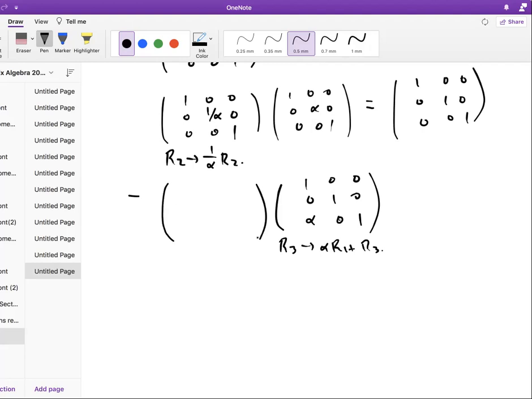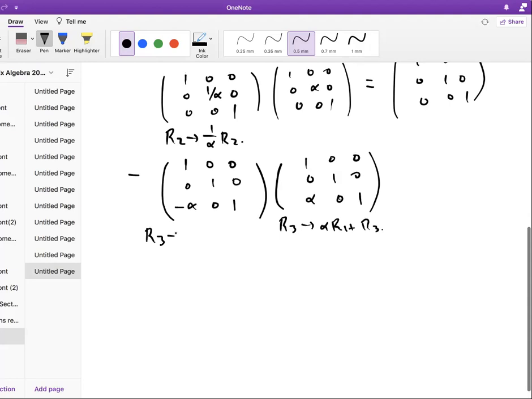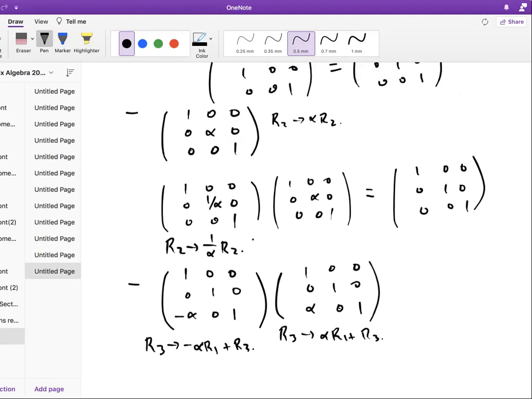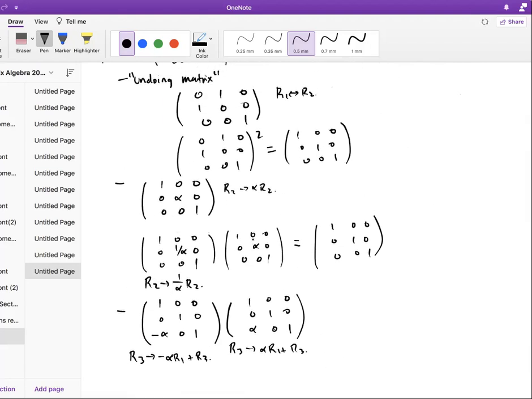So how do you undo that? I've added alpha row 1 to row 3, but how do you undo that? Subtract it. Yeah, these are just normal things, right? So this is the inverse, right? If you add alpha row 1, to undo that, you subtract alpha row 1. If you multiply by alpha, to undo that, you divide by alpha. If you row swap, to undo that, you just do it again.